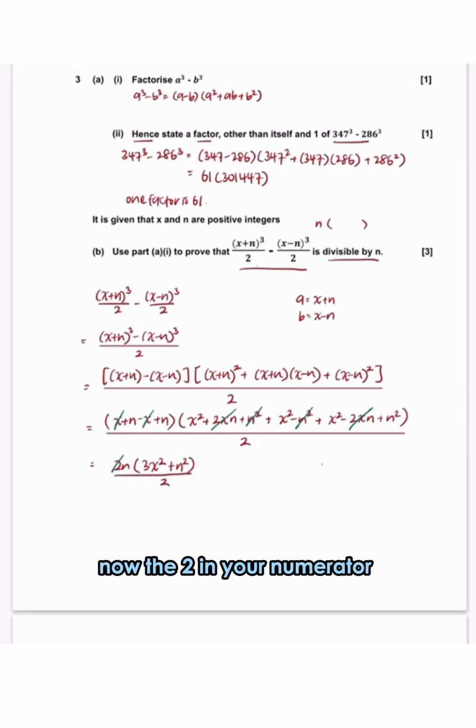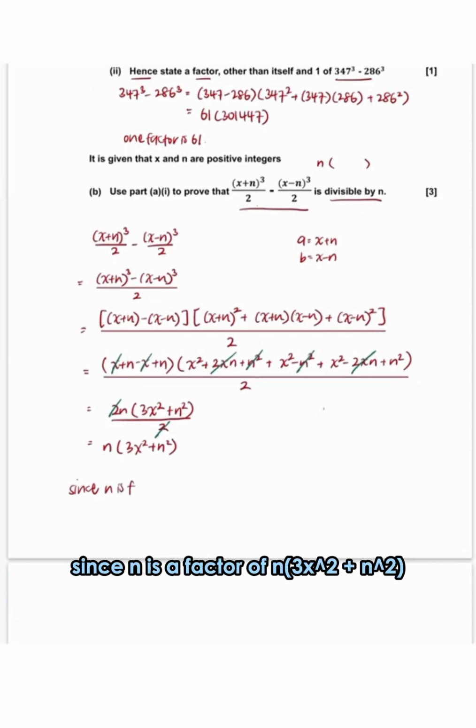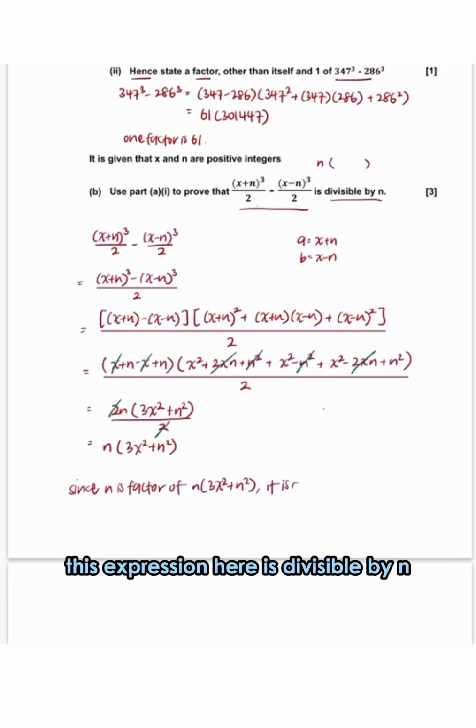Okay, now the 2 in your numerator and the denominator can cancel each other away. So we are left with n times (3x squared plus n squared). Okay, since n is a factor of n(3x squared plus n squared), this expression here is divisible by n.